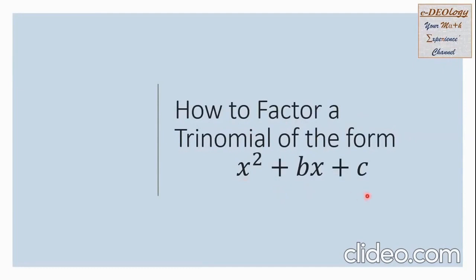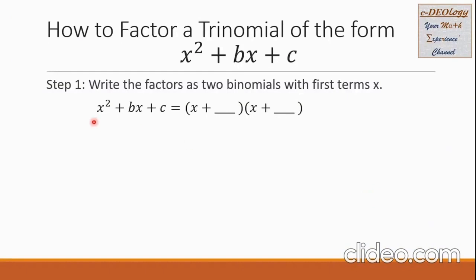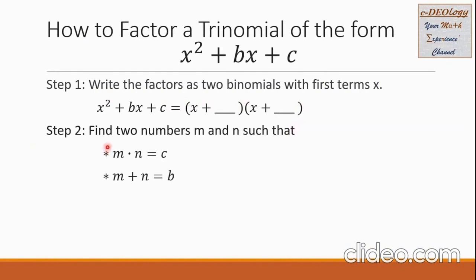Now, we will learn how to factor a trinomial of the form x squared plus bx plus c. We are going to follow some steps. Step 1. Write the factors as two binomials with first terms x, just like this. Step 2. We are going to find two numbers m and n. And this m and n will be those terms that we're going to write on the blanks in step 1. But there are two conditions for this m and n.